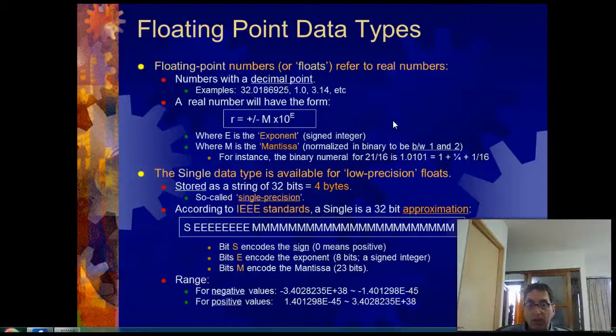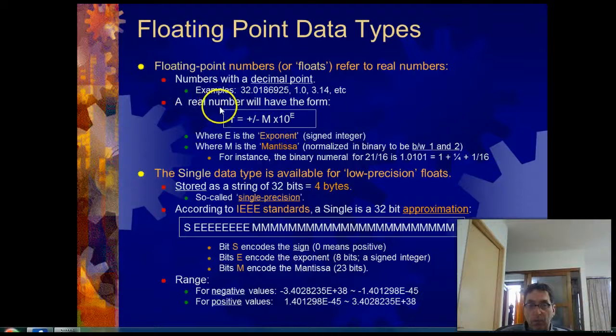Okay, floating point data types. These are decimal data types where you want to express a decimal number. Floating point numbers, or floats, refer to real numbers: numbers with a decimal point. Examples are like this, like this, like this, and so on, with decimal points.